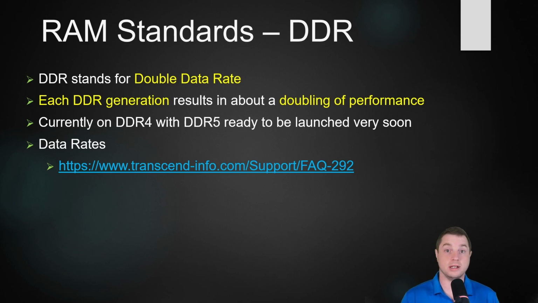RAM standard DDR, the first one, so double data rate. Okay. Each DDR generation results in about doubling of performance. And this has been true for the entire history so far. We'll see what happens with DDR6 if they can actually achieve that. So we are releasing DDR5 as we speak.